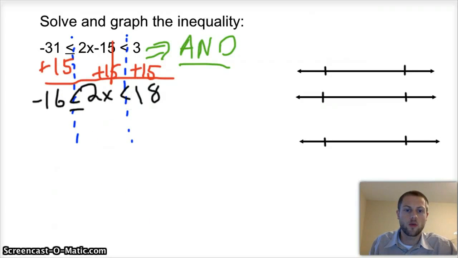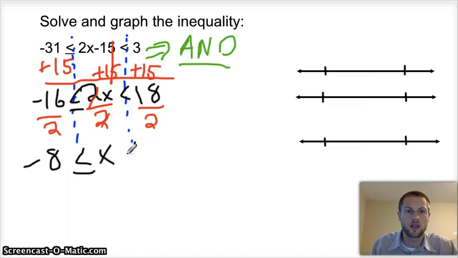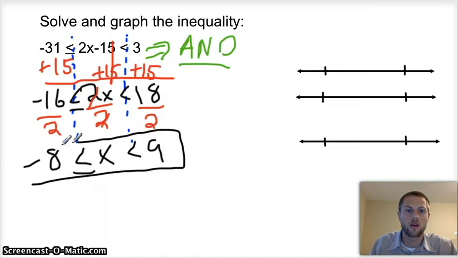Next step is I'm going to want to divide everything now by 2 to get the x by itself. And that's going to go away, that's going to go away, and my final inequality here is going to be negative 8 is less than or equal to x, which is less than 9. This is my final inequality.